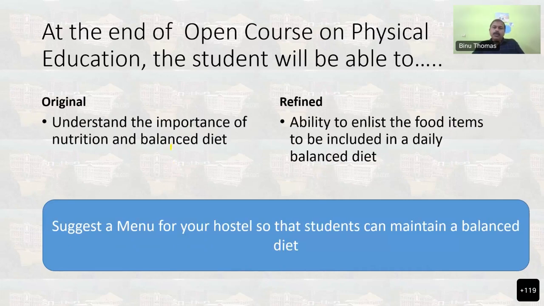Similarly, understand the importance of nutrition and balanced diet. If he is having an understanding, but if he is not able to perform something, this understanding is of no use. But if we rewrite the outcome like this: the ability to enlist the food items to be included in a daily balanced diet. If he is able to enlist the food items, then it is something useful. So the question may be like this: suggest a menu for your hostel so that the students can maintain a balanced diet. If this question can be answered by a student, it is reaching the top level of Bloom's taxonomy, and also we can assess and measure this outcome.